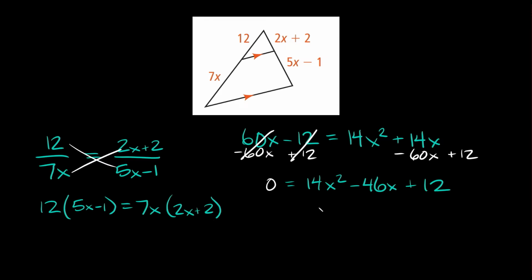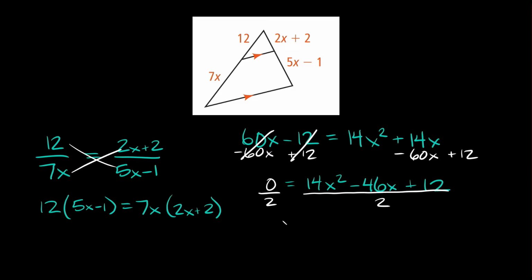Okay, now one thing we can do to make this a little bit easier is to divide all these numbers by 2. Remember, whatever you do to one side, we have to do to the other. So we have to divide this side by 2, right? So here, let's divide this whole side by 2 and this whole side by 2.